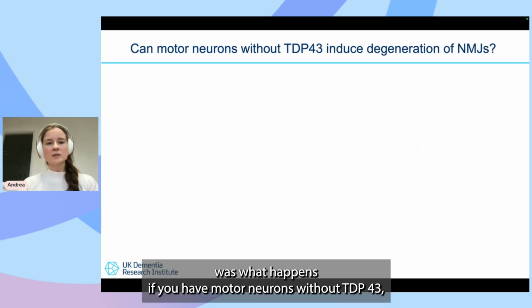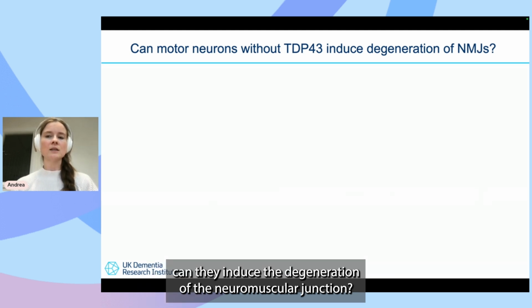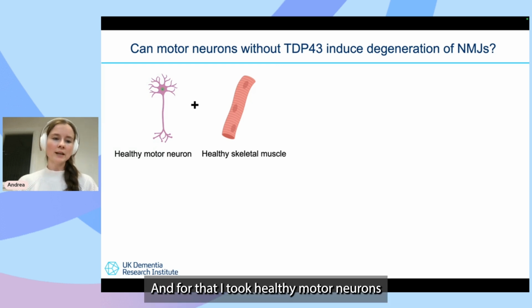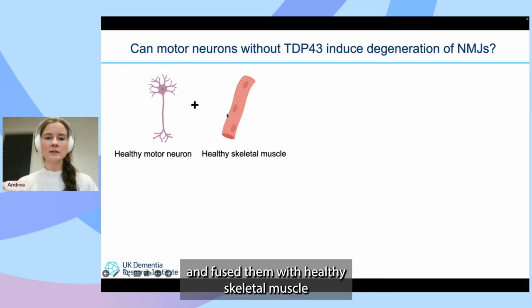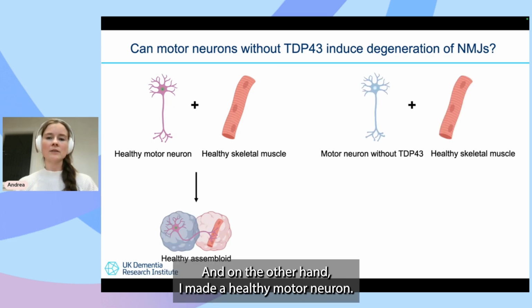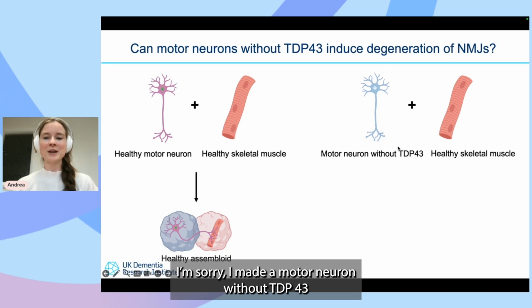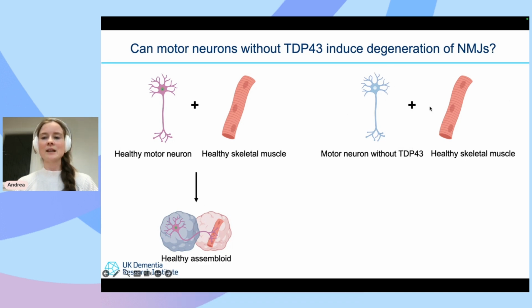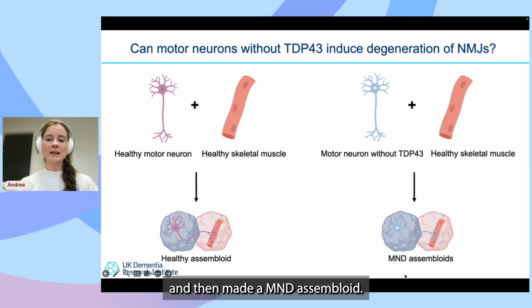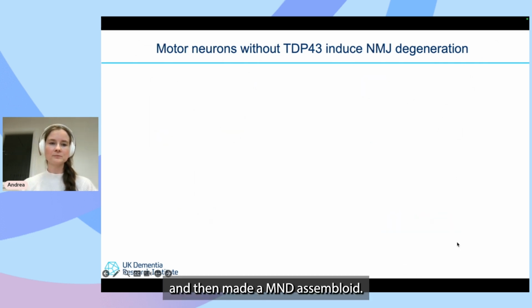So my question was, what happens if we have motor neurons without TDP43? Can they induce the degeneration of the neuromuscular junction? And for that, I took healthy motor neurons and fused them with healthy skeletal muscle, and I made a healthy assembloid. And on the other hand, I made a motor neuron without TDP43 and fused it with a healthy skeletal muscle, and then made an MND assembloid.